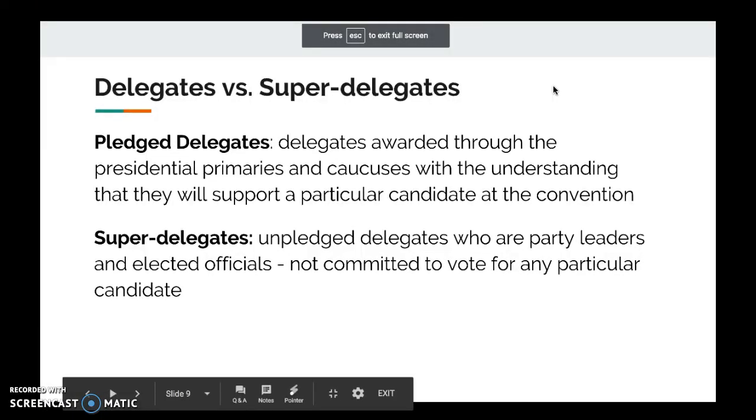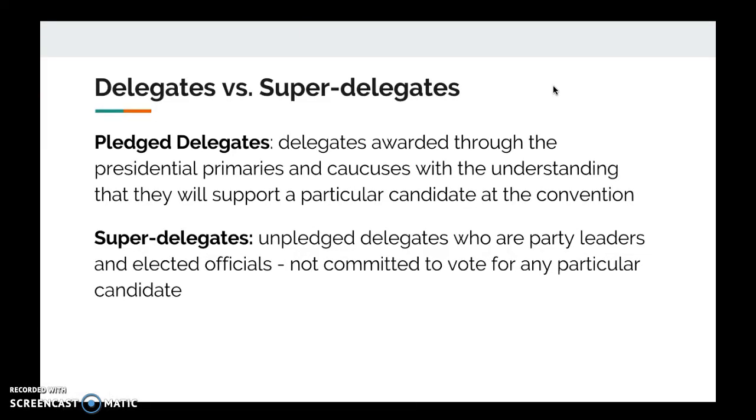So there are unpledged delegates who are party leaders and elected officials, and they are not committed to vote for any particular candidate. Okay, but they typically tend to follow the lead of the pledged delegates. They usually go the way the pledged delegates go. So in a primary election, you'll see a lot about these delegates and superdelegates.